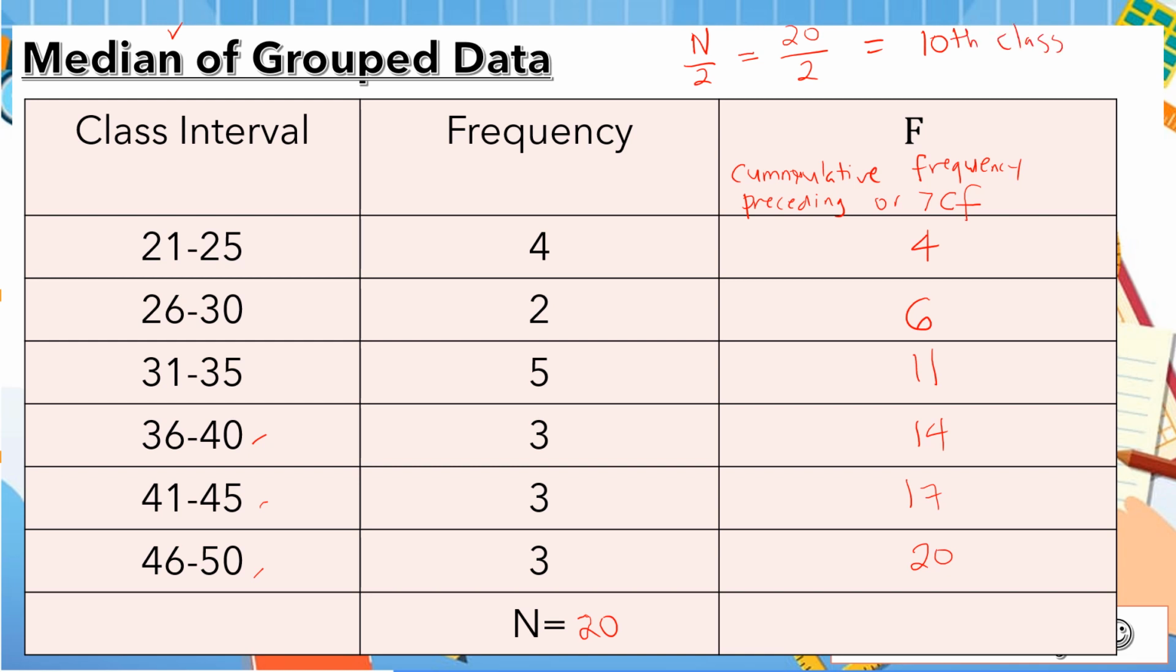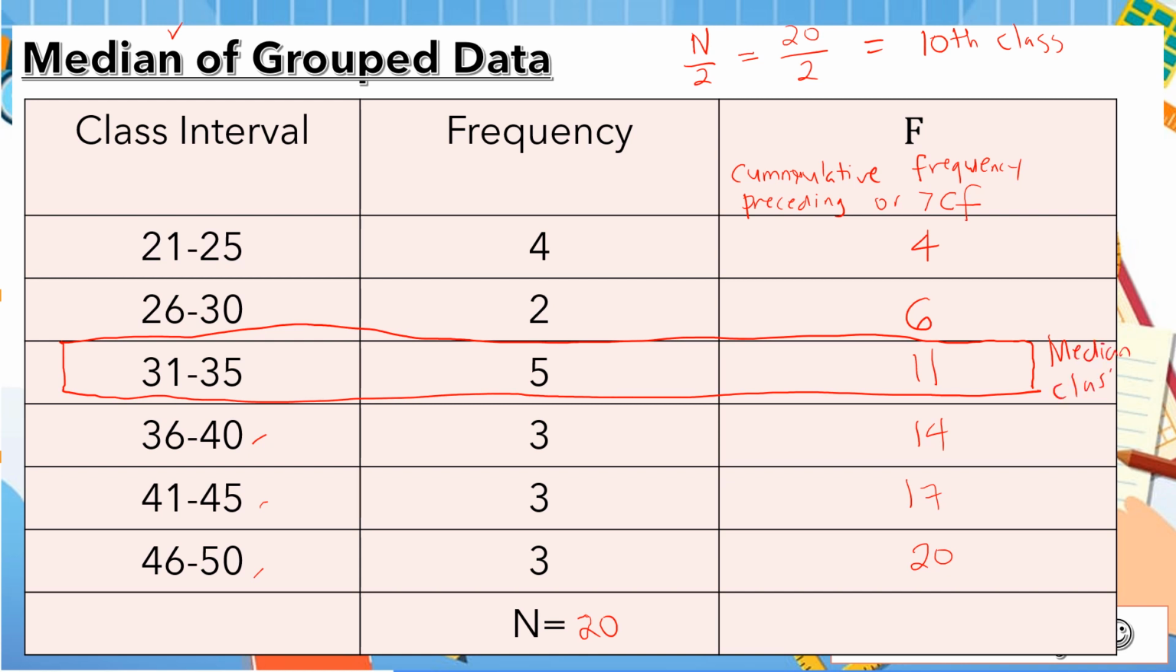Meaning to say, in the F column, or the greater than cumulative frequency, or the cumulative frequency preceding, we need to check where this 10th class is located. Saan siya malapit? In 11. So this is the median class, kasi we cannot see the exact 10. Kung saan siya malapit, pinakamalapit kay 10 ay si 11. So this will be our median class.